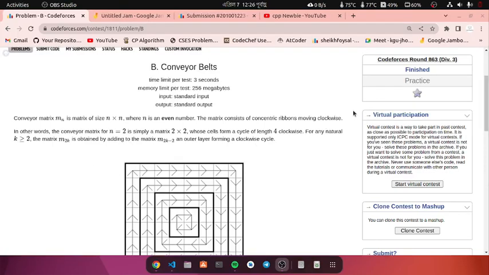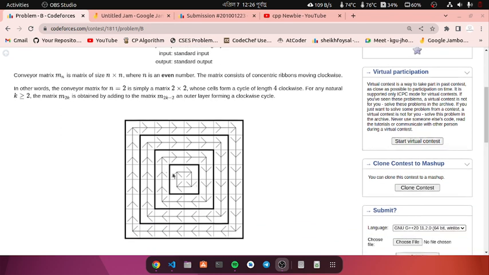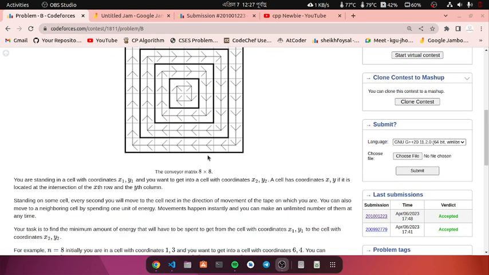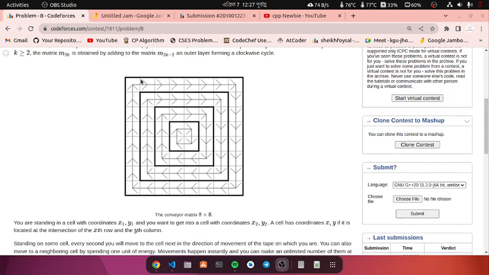Hello, today we're going to discuss Codeforces Round 863 Division 3, Conveyor Belts. You are given a conveyor matrix n by n, where n is an even number, and the conveyor matrix consists of concentric ribbons moving clockwise. We are given 2 points and we have to calculate the minimum distance, such that we spend a minimum amount of energy from point 1 to the second point.